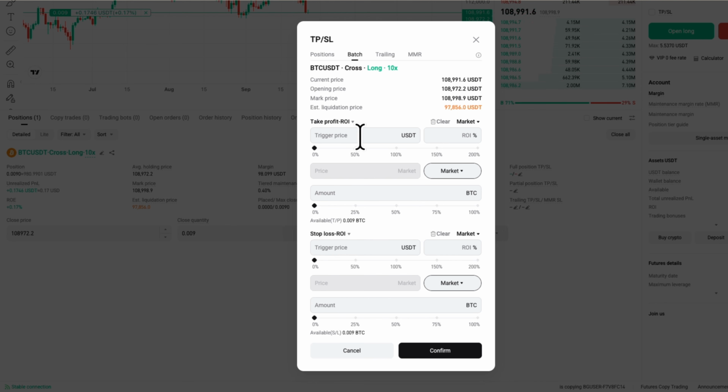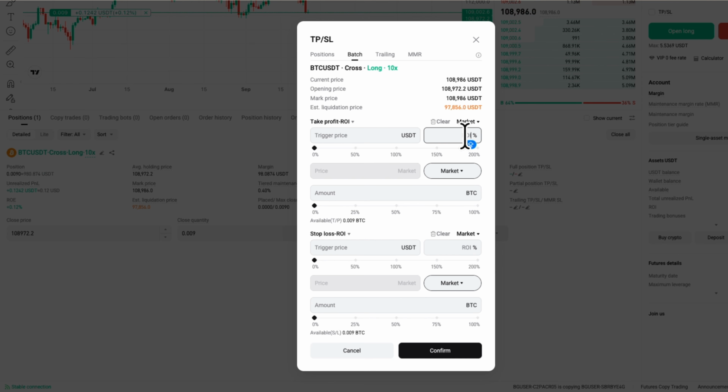So what you actually need is to come here to where you have take profit ROI. So you just need to come here and put in the trigger price. Trigger price is the price at which you want the take profit to be triggered. Or you come here and put the percentage of profit you're hoping to make. So it's either you enter the take profit price or you come here and enter the ROI you want to make, whichever one. So let's just, to make it easy, let me just put ROI right here.